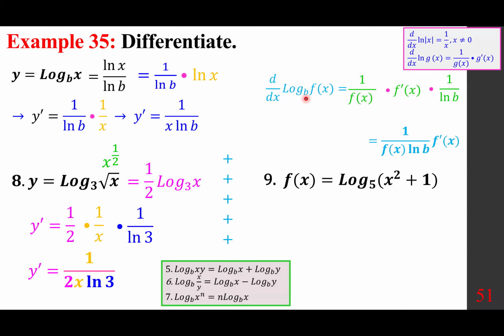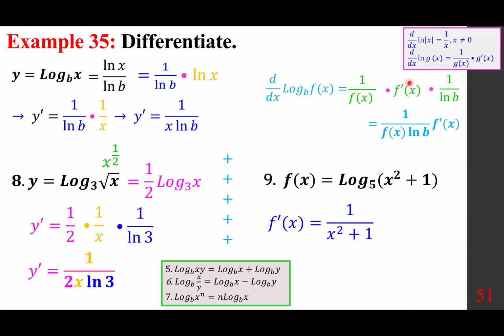And then we rewrite it. In this case, we can decompose it further. So 1 over f of x, so this part is 1 over x squared plus 1. Then f prime of x, differentiate this.